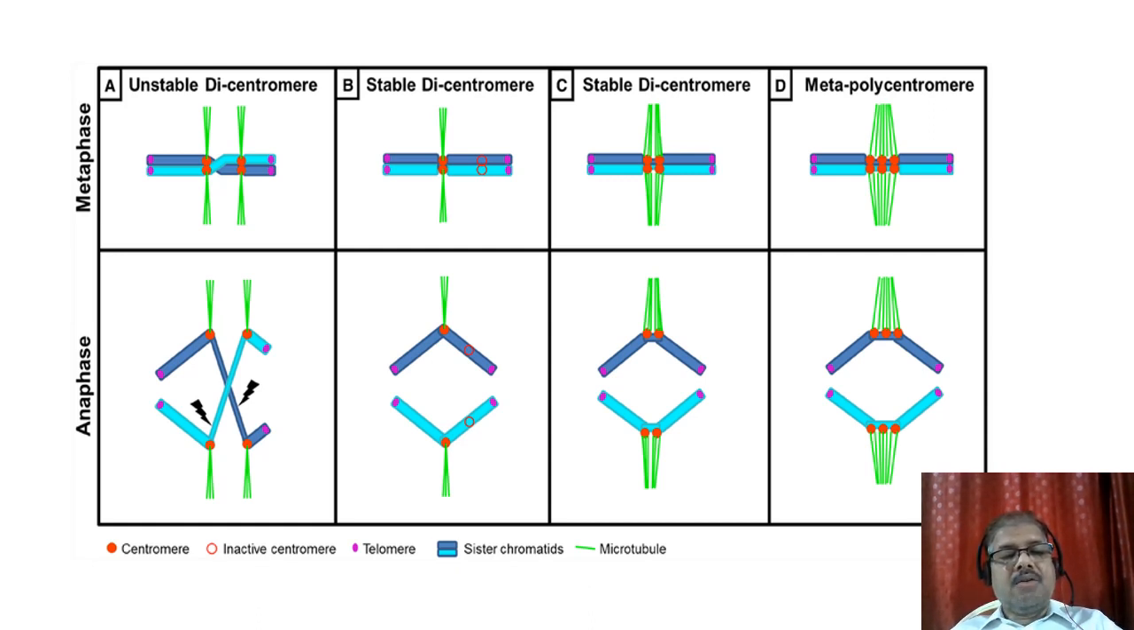And in the diagrams B and C, stabilization of a dicentric chromosome can occur by inactivation of one centromere so that the chromosome behaves as monocentric. In C, the close proximity between the two active centromeres enables them to behave as one functional unit. That is, in D, it is a metapolycentric chromosome with three functional centromeres within one constriction.